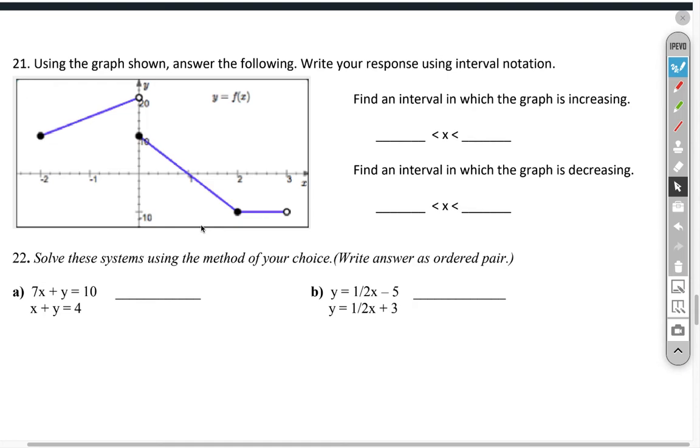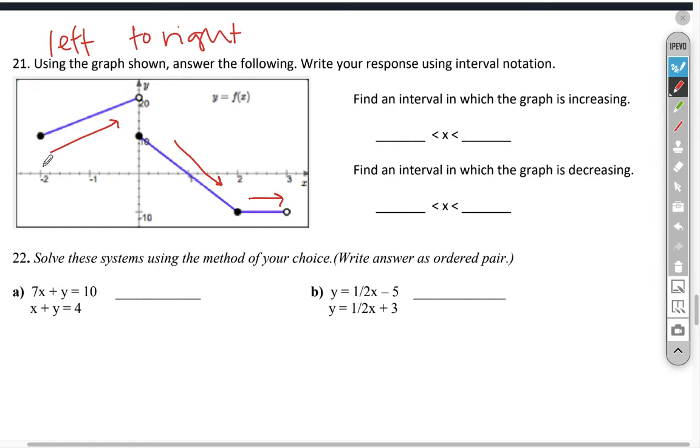All right, number 21 says, using the graph shown, answer the following. Write your response using interval notation. So it says to find an interval where the graph is increasing. Well, we read a graph left to right, just like a book. So when we're increasing, we start over here. Notice we're increasing, and then we're decreasing, and then we just kind of flatten off. So it says, where is the graph increasing? Well, that's going to be from this point to this point.